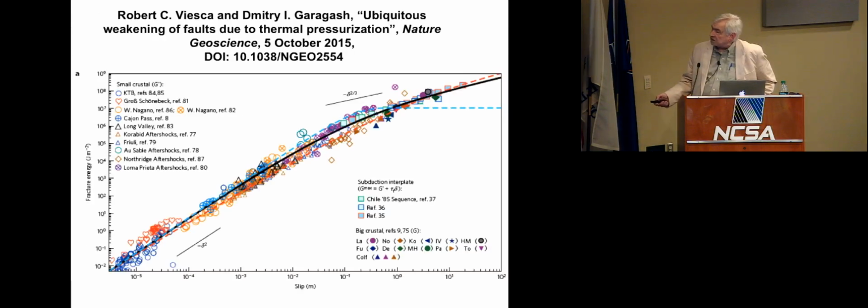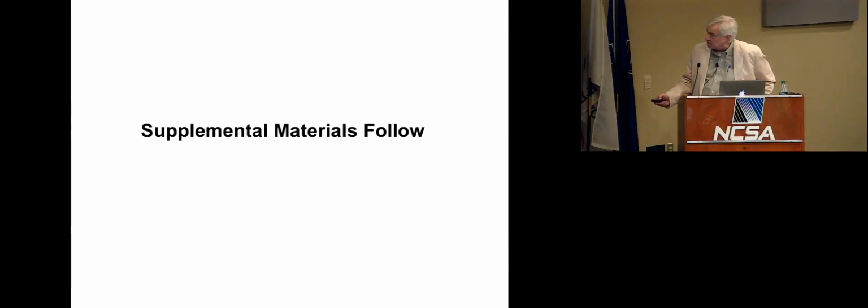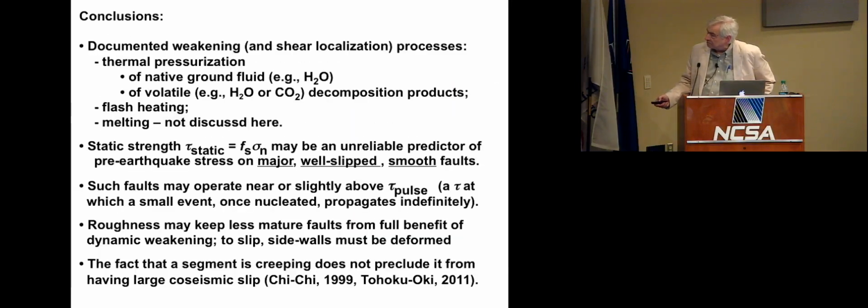It's clear the static strength of the fault is lost here. The static strength of the fault is an unreliable predictor of the pre-earthquake stress on major well-slipped smooth faults. That is to say, the faults are strong, but they are brittle, and if you can do something to nucleate a rupture, it can run over a fault.